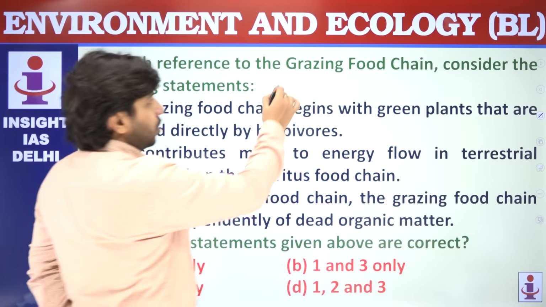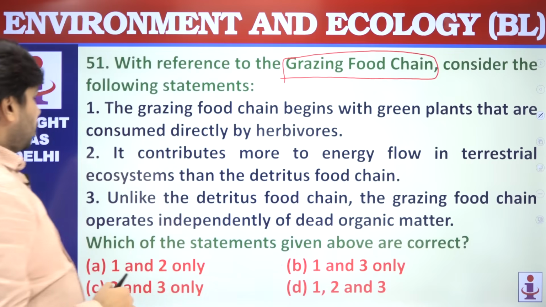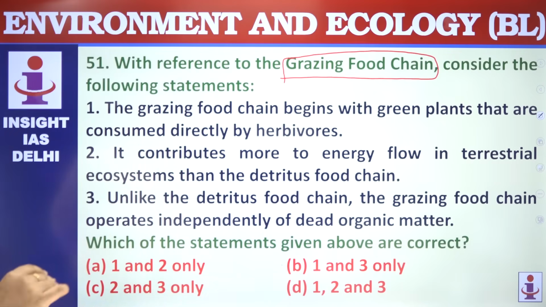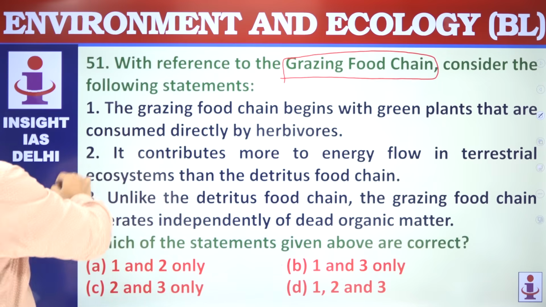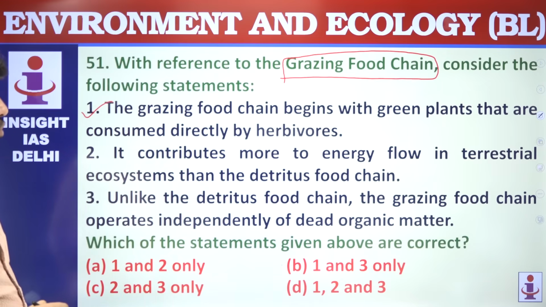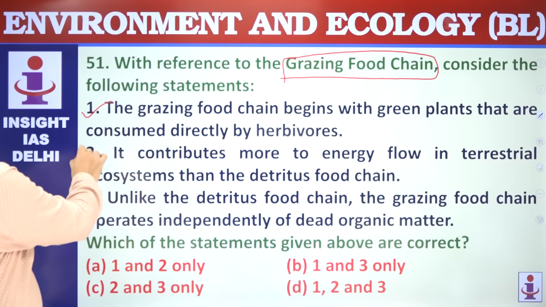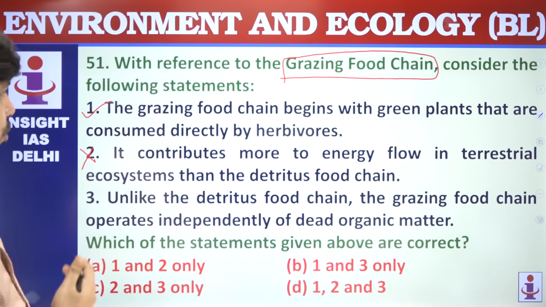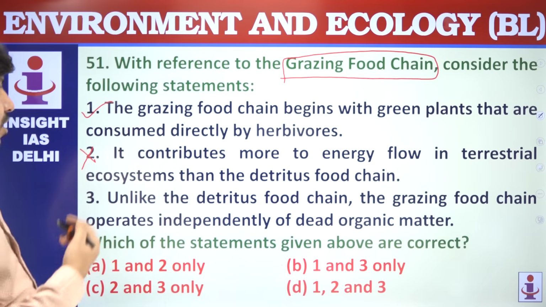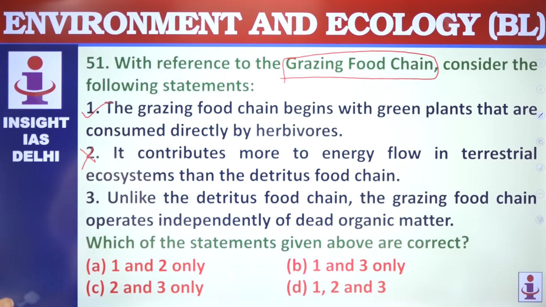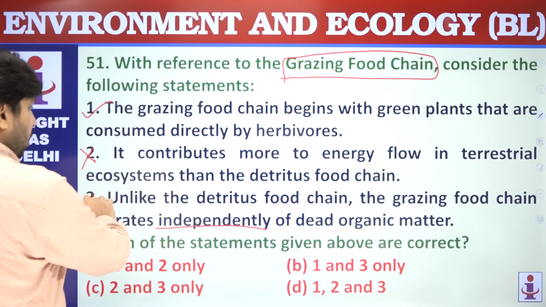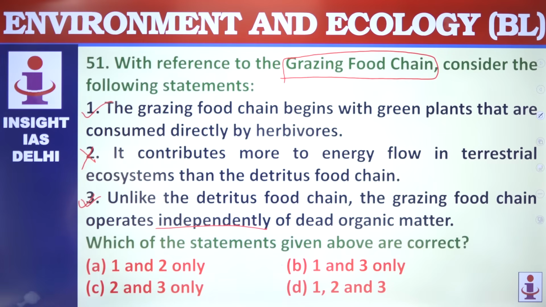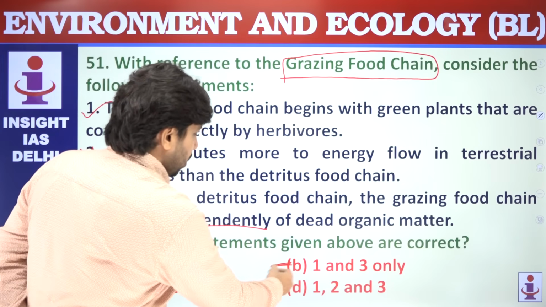Grazing food chain. Begins with green plants that are consumed directly by herbivores. Yes. It contributes more to energy flow in terrestrial ecosystems than the detritus food chain. No. Not correct, because in several cases the contribution to energy flow of the detritus food chain is greater rather than that of the grazing one. So unlike the detritus food chain, the grazing food chain operates independently of dead organic matter. Yes, independently of detritus food chain. So options B, 1 and 3 will be your correct answer.